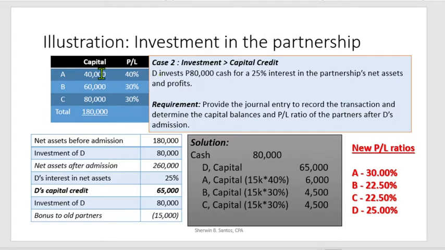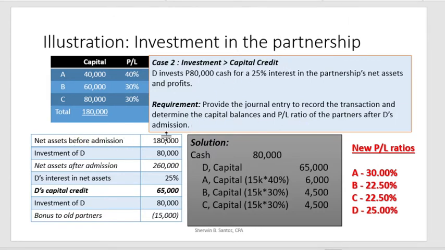So, let us complicate by illustrating what if the investment is greater than the capital credit. So, in this scenario, same capital contribution, same profit and loss ratios. So, D invests 80,000. 80,000 ang binigay niya for 25% interest. Provide the journal entry to record the transaction, determine the capital balances, and the profit and loss ratio of the partners after D's admission. So, same step ang gawin mo.